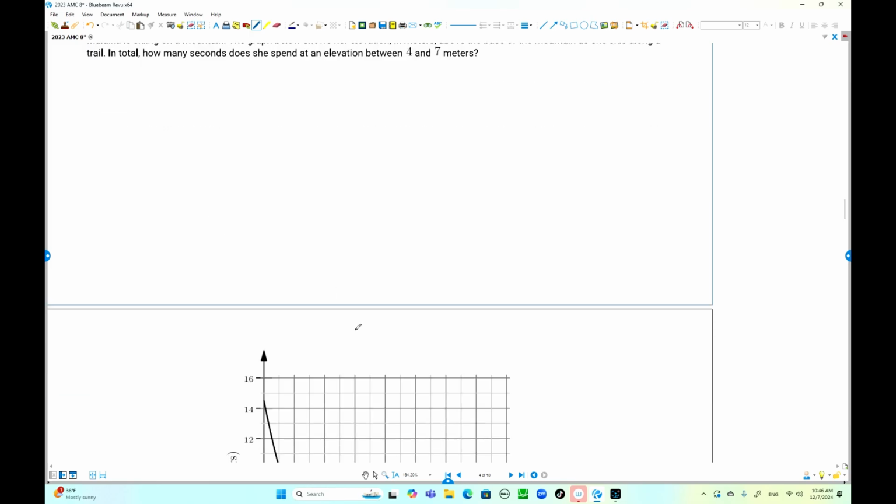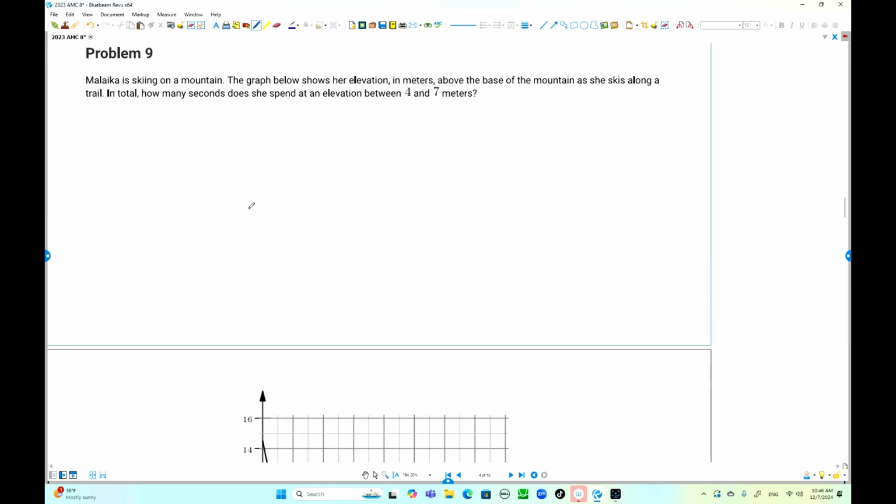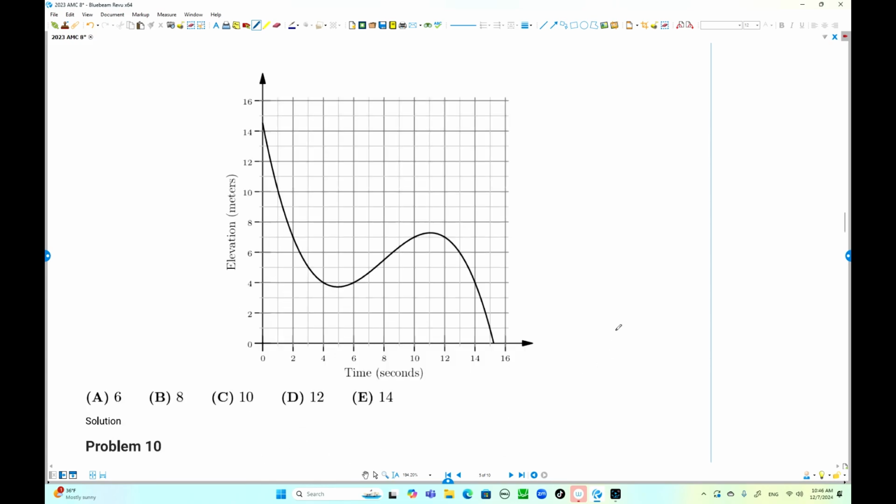Okay, we have a curve over here, right? That's the time, and this is the elevation in meters. So, where is the question? In total, how many seconds does it spend at an elevation between 4 and 7? Right? Elevation 4 and 7.